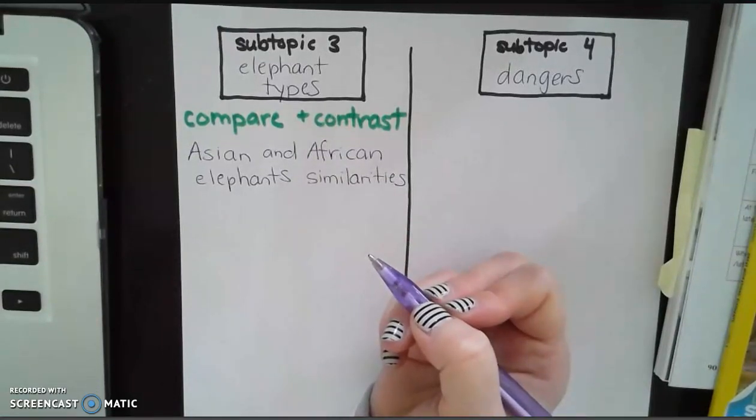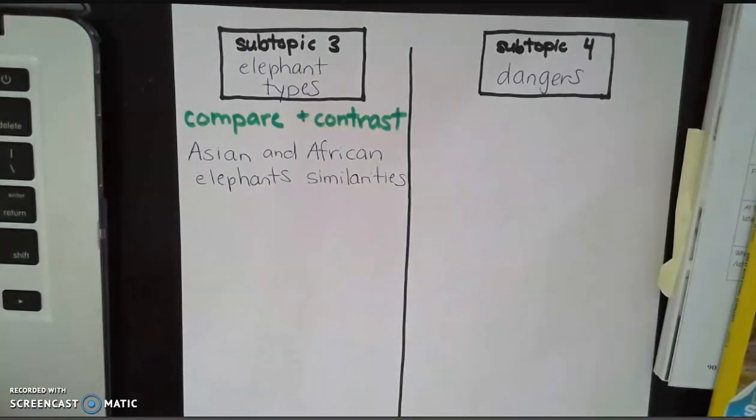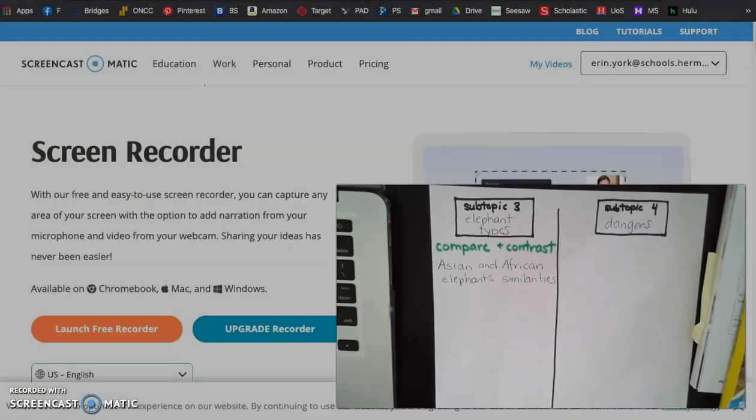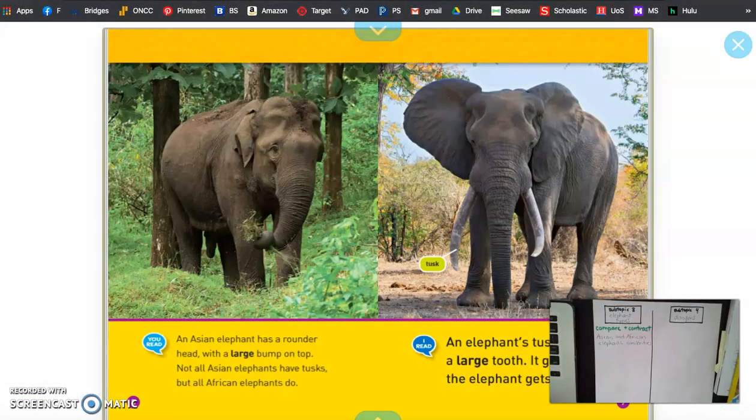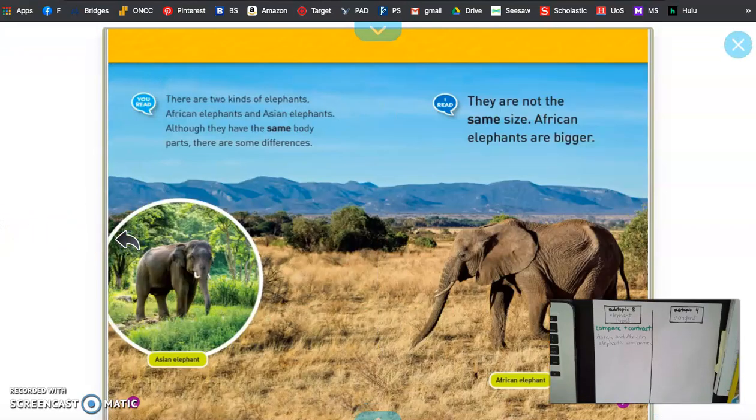So I need to make sure that I go back to my books that I've been reading and pay really close attention to the different parts about the different kinds of animals for elephants. So let me show you what I have here. I'm going to go back to Epic, and I found a part in this book where it starts talking about African and Asian elephants. So right up here: there are two kinds of elephants, African elephants and Asian elephants. Although they have the same body parts, there are some differences. Okay, so number one, both kinds of animals have the same body parts.